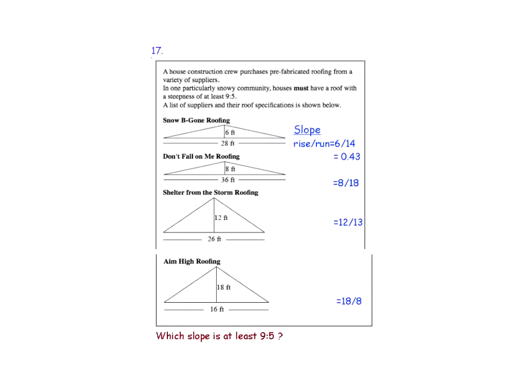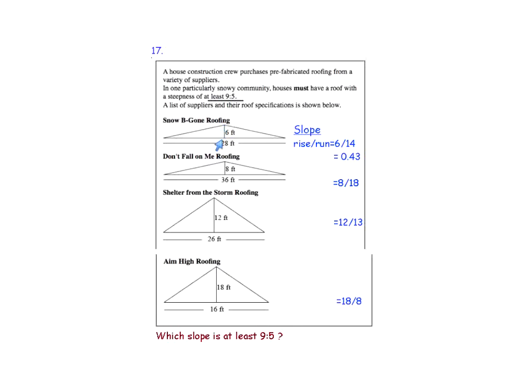Okay, question 17. A house construction crew purchases prefabricated roofing from a variety of suppliers. In one particularly snowy community, houses must have a roof with a steepness of at least 9 to 5. Now we have these different possibilities, 4 different possibilities. The trick, though, is this steepness is given as 9 to 5.